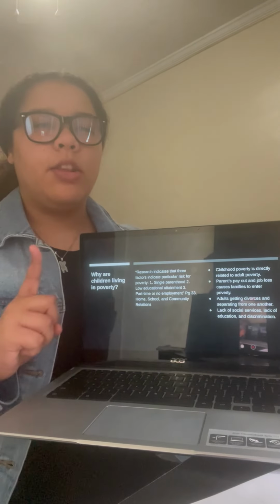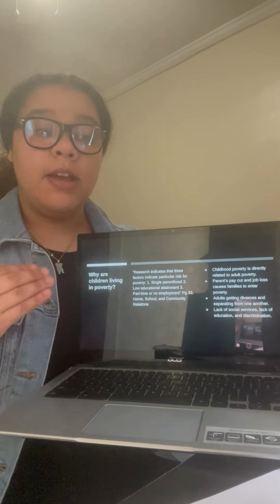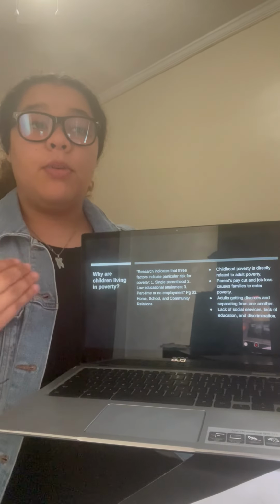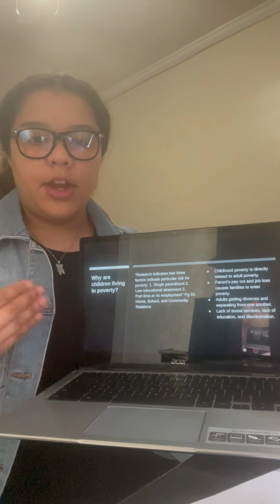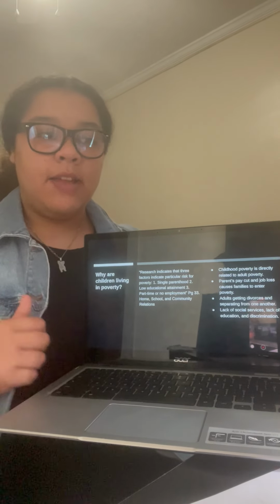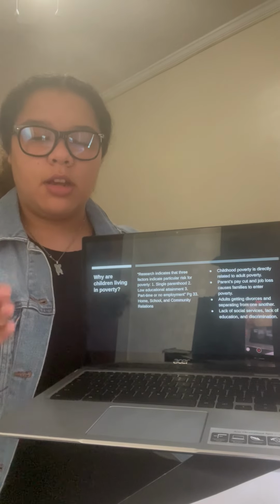Discrimination is another reason why children are in poverty because, for example, people of color have harder times getting jobs because of their color, even though they meet the educational requirements.